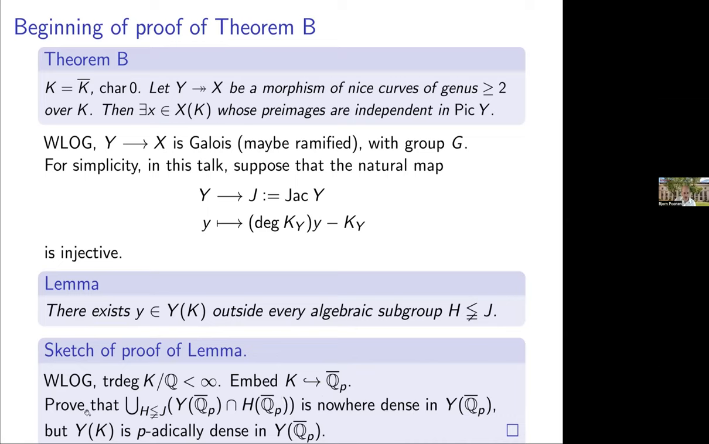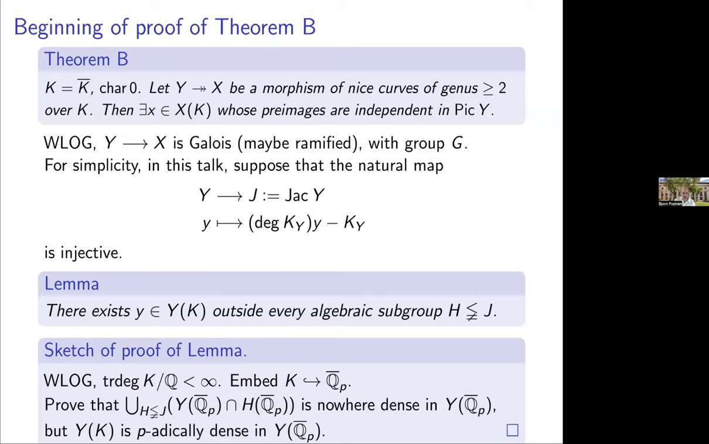What comes out of the arguments in my paper with Malik is that if you look at all the algebraic subgroups and how they intersect Y, and you take the union of all those points, all the points in Y that lie on some algebraic subgroup, then not only does it not cover all the points, it's not even dense anywhere in any non-empty p-adic open subset. It's nowhere dense. On the other hand, the K points, like the Q bar points, would be p-adically dense here. And so that means you can always find a K point that's outside all these intersections.